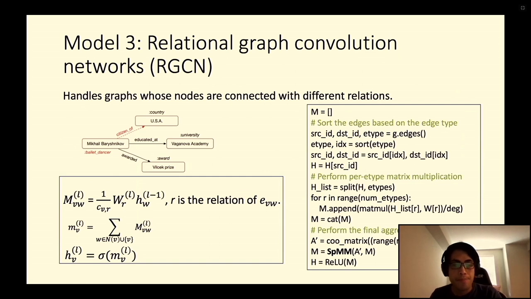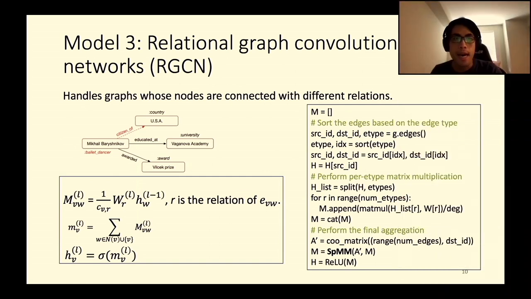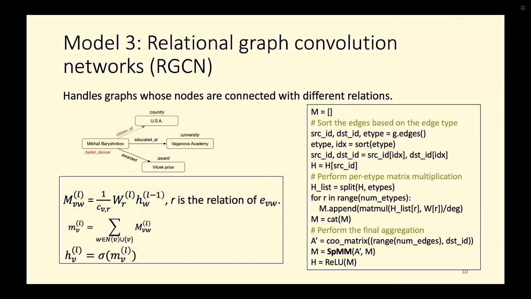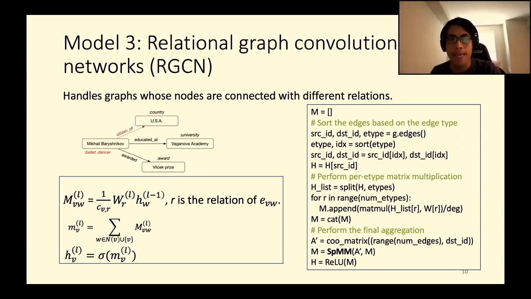And in most real world settings, the underlying graphs are actually heterogeneous, as I mentioned earlier. So for heterogeneous graphs, the simplest graph neural network model is the relational graph convolutional network, RGCN. In this model, when we generate messages for message passing, we apply a projection on the neighbor node features. The projection matrix is different for different edge types.